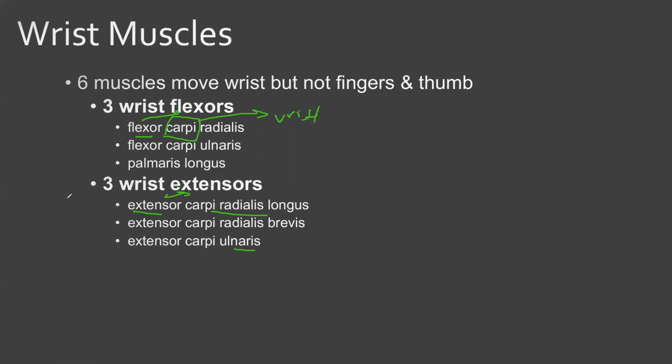So radialis is going to do what in the frontal plane? Yeah, there you go. Radialis moves thumb side, radial deviation. Ulnaris moves pinky side, ulnar deviation. So if something says ulnaris, you move towards your pinky side. If something says radius, you are moving towards the radial or thumb side.